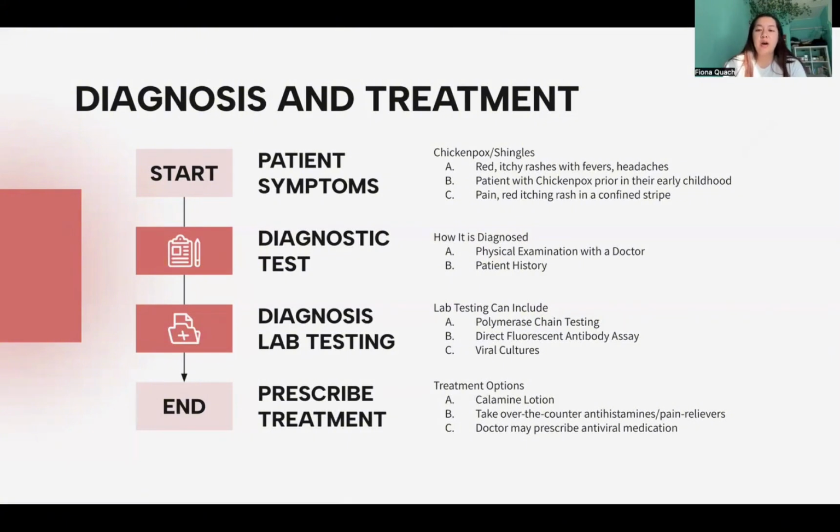There are a couple other tests that can be done, like the direct fluorescent antibody assay test, or to grow viral cultures, but again, those can take a very long time. And then after the testing and the diagnosing, that is when treatment options start to come into play. Like I said, for chickenpox, it typically tends to heal itself in about a week or two. So in the meantime, applying or taking some sort of over-the-counter antihistamine that the doctor may prescribe can help with the itching and the rashes.